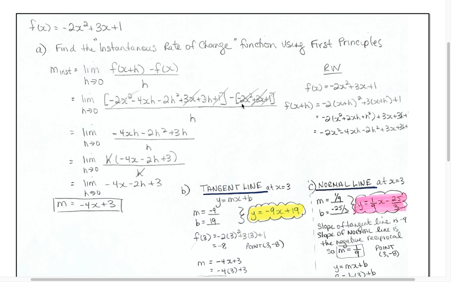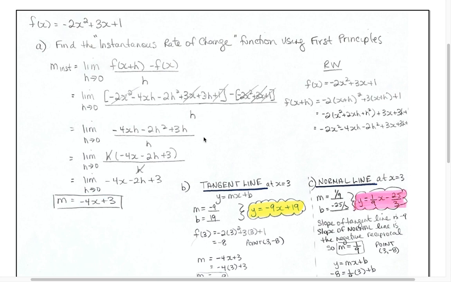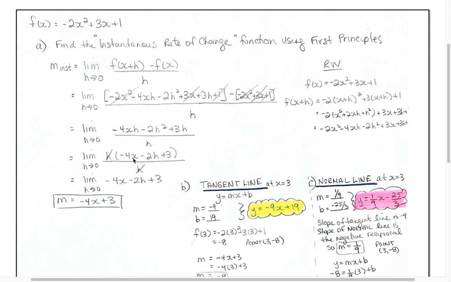And then when I simplify it by subtracting those two polynomials, I end up with the limit as h approaches 0 of negative 4xh minus 2h squared plus 3h over h. And again, I want to be able to sub in h equals 0. I still can't do that because I still have this h on the bottom. However, if we look at the top, there's h's in each one of these terms left on the top. So what I can do is I can factor out that h. That leaves me with negative 4x minus 2h plus 3 on the top.